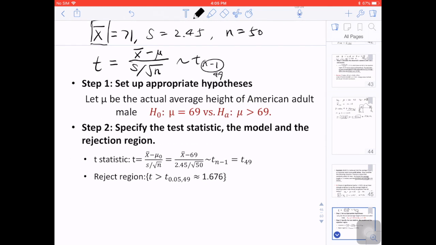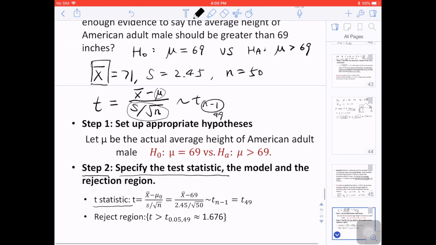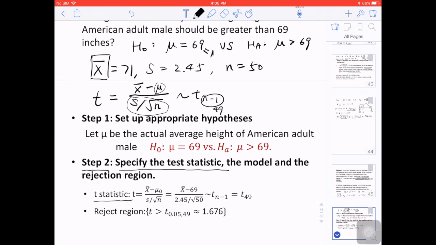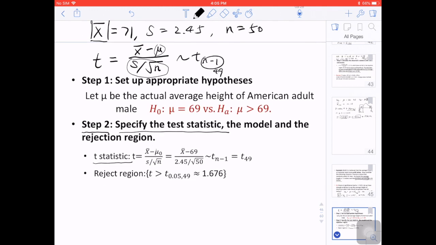Like it says, step 2, we specify the test statistic. The t statistic is equal to x bar minus mu divided by s divided by square root of n. We know that my null hypothesis is mu equal to mu0, which is 69 inches. So you plug in the value of mu0 here, and s is known, n is also known, so you can get your t statistic here. This follows a t distribution with 49 degrees of freedom.